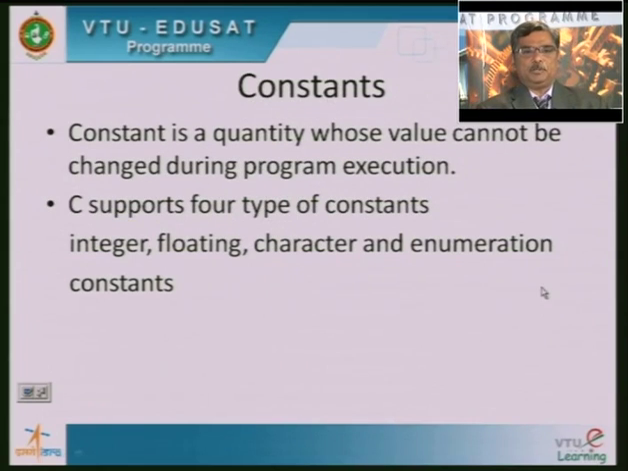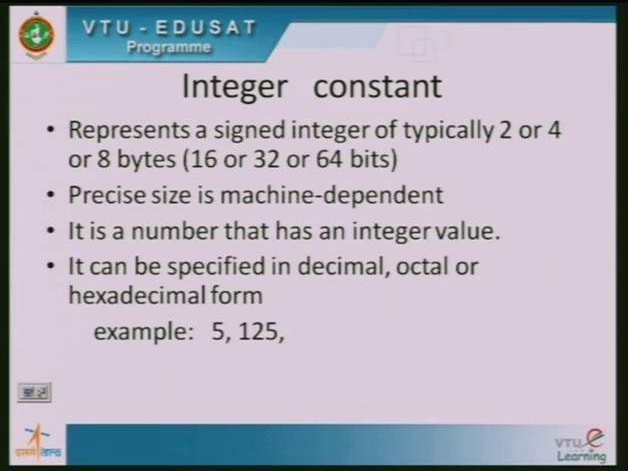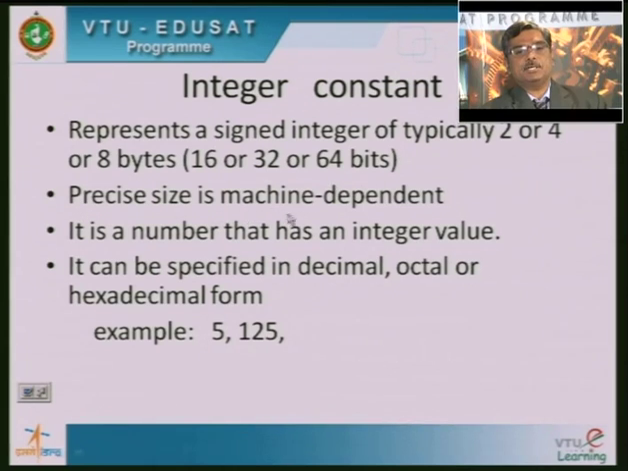Now, you have understood what a variable is. Now we will move on to constants. A constant is a quantity whose value cannot be changed during program execution. C supports integer, floating, character, and enumeration constants. A signed integer is 2, 4 or 8 bytes, depending on whether it is a 16, 32 or 64 bit machine. The precise size is machine dependent. An integer constant is a number that has an integer value. For example, 5 is an integer value, and 125 is an integer constant.